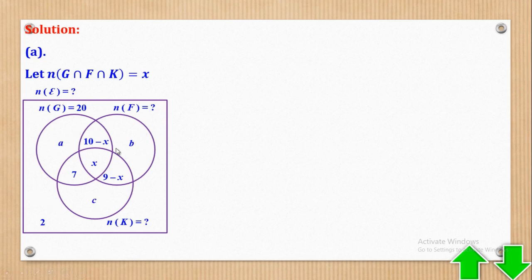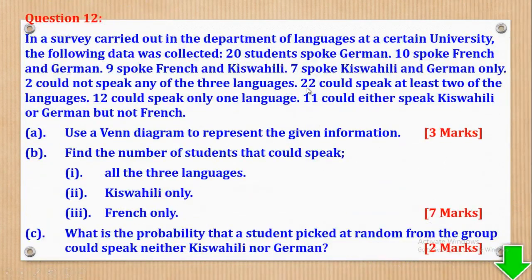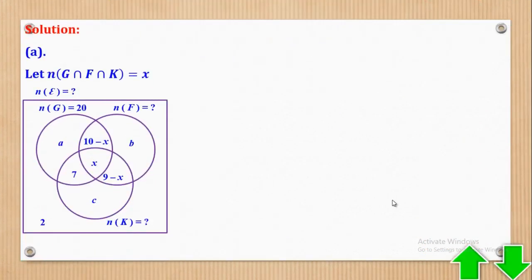So now that you have filled at least every part in this Venn diagram, the next is to answer the questions that follow. So that means that this other information here of 22, 12, and 11 will be used to get the values of the unknowns and also to answer the questions. The first part, B Roman 1, they wanted those who spoke all the 3 languages. So let's see how we can use that information to get those who spoke all the 3 languages, and we saw that it is X, so we have to get X.